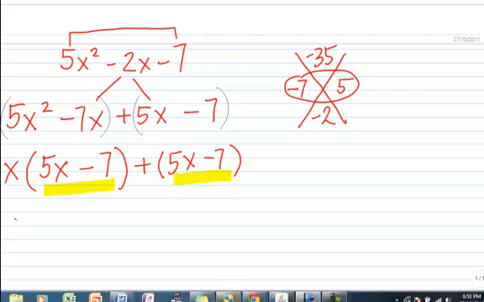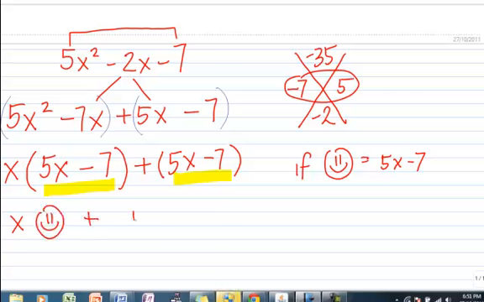Now, since they are the same, if the happy face is equal to 5x minus 7, let's make it a little bit neater, I can rewrite this as x happy face plus happy face. And so now the problem becomes a lot simpler. What can we factor out that is in common? Well, the happy face. So I underline that because this is what they have in common. And now I can factor out a happy face. So I put it outside and I write the bracket.